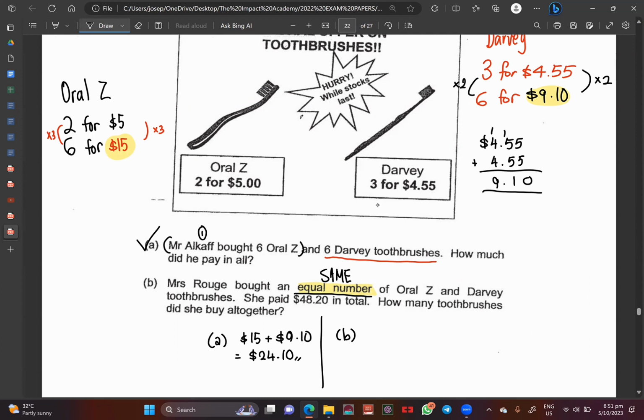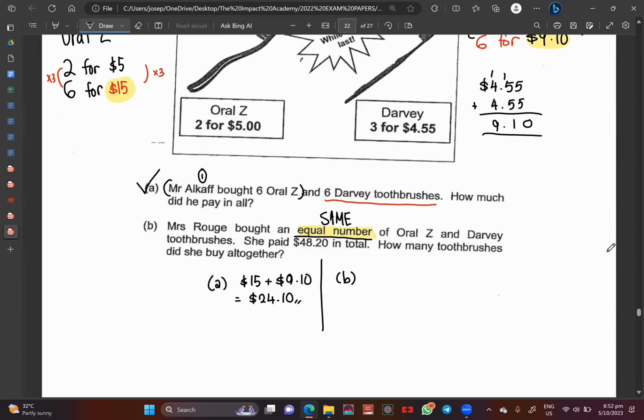Now, do you know that they only sell Oral Z at 2 for $5? Can I buy one? Cannot. You must buy in groups. Have you all been to shops whereby they tell you, no, you need to buy in groups? Let me ask you a question. Let's talk about the first one, Oral Z, 2 for $5. Agree so far? What about Davi? 3 for $4.55.